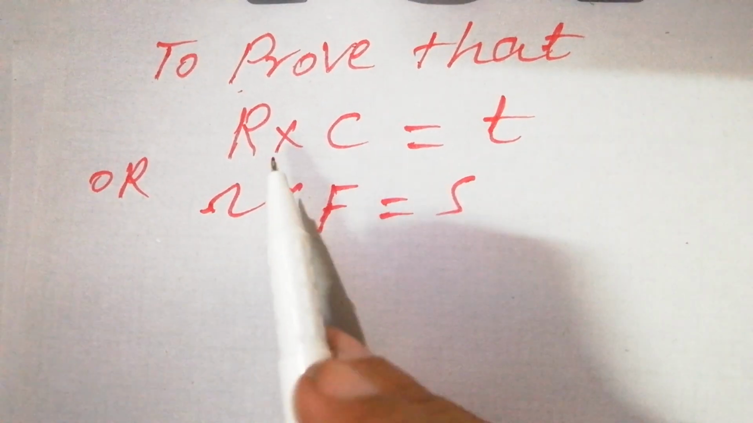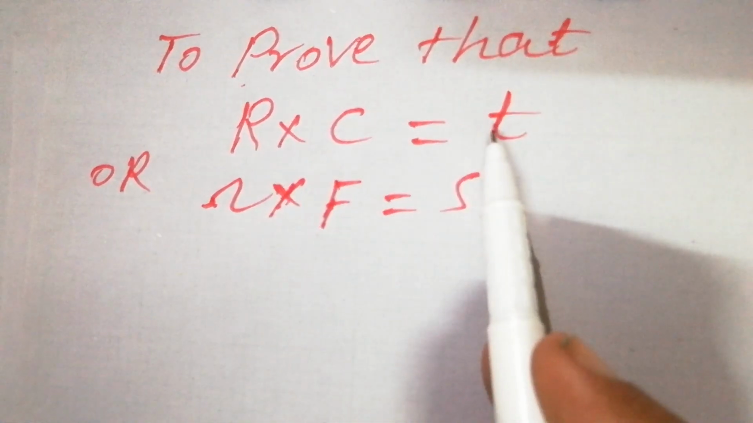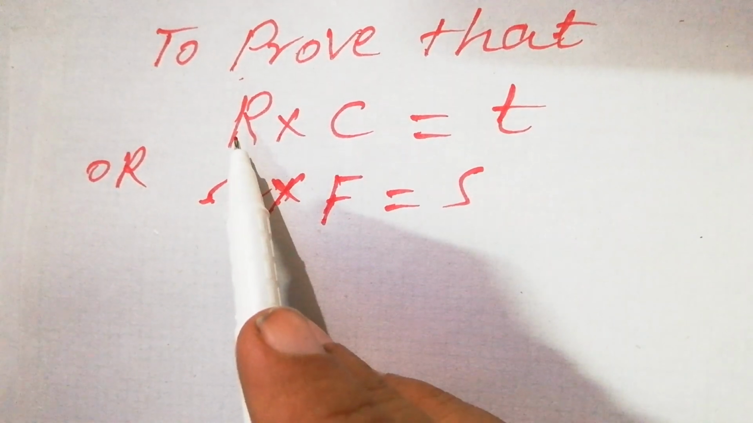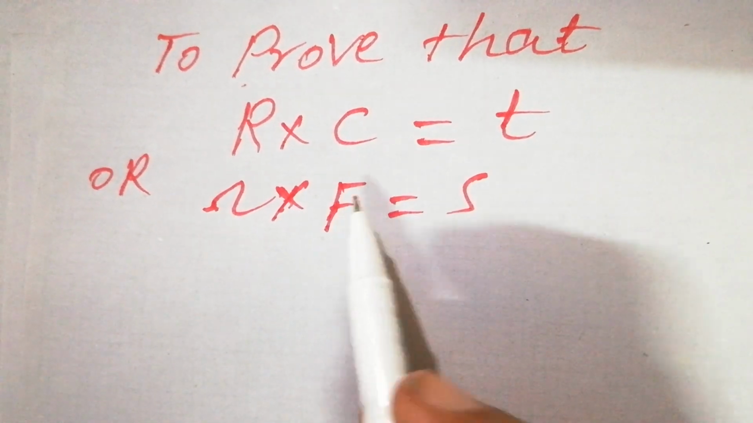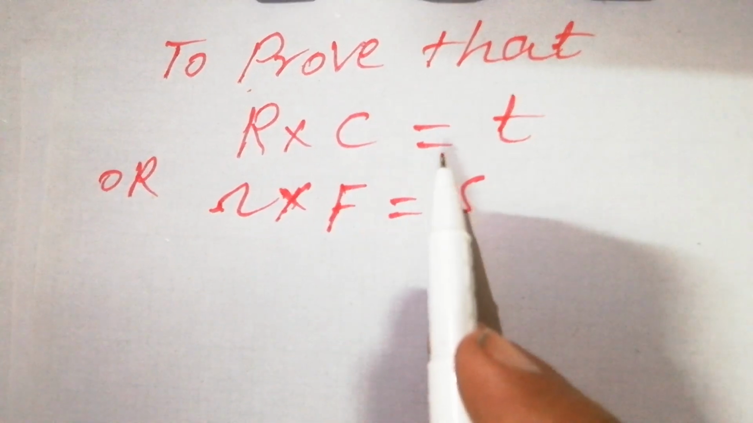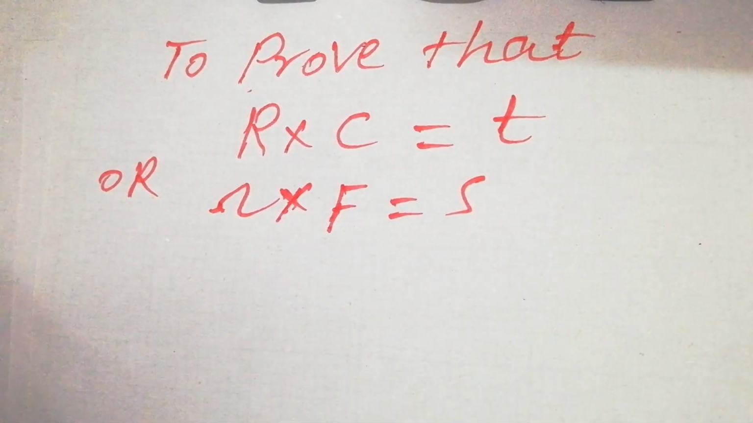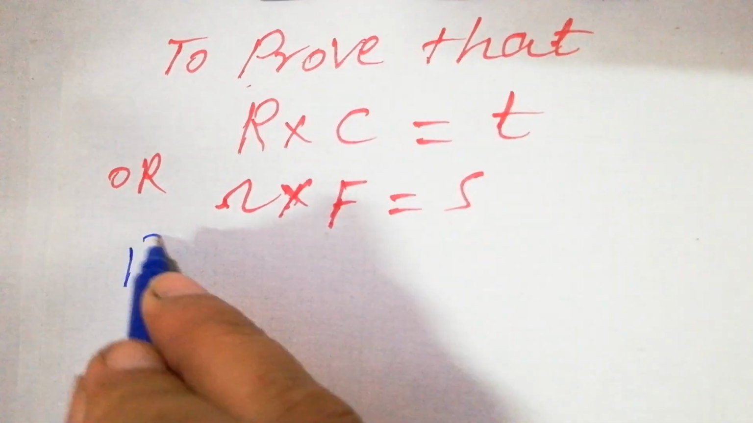Students, we are going to start here. The product of resistance and capacitance is equal to the time constant, T. The unit of resistance is ohm, and the unit of capacitance is farad, and the product is equal to second. So that's a very important short question, and we will prove this relation here. So that's the proof.